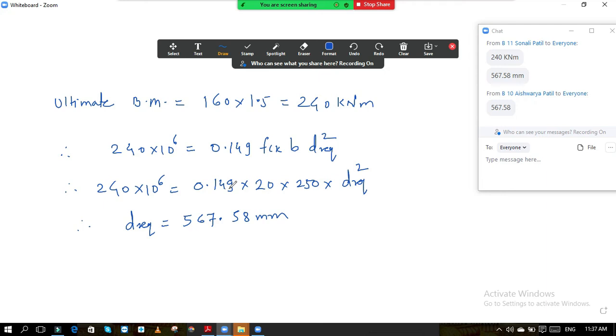The total bending moment of the doubly reinforced section is 240. You know that the total bending moment Mu is equal to what? It is Mu limiting plus Mu2. So this total bending moment, this is our 240 value, and for this value we have calculated the depth. But actually in the doubly reinforced section, the depth is calculated based on Mu limiting.